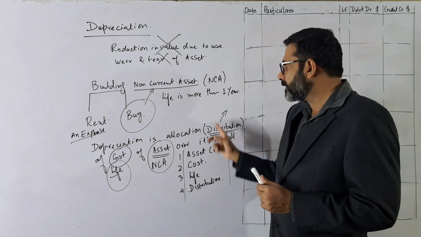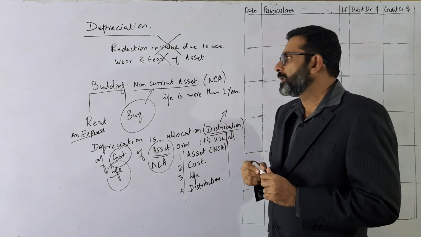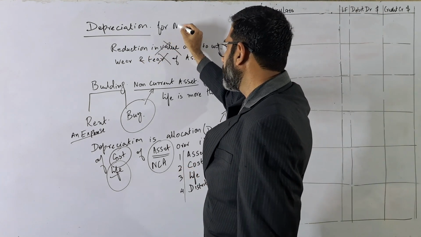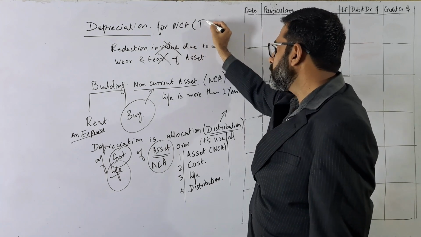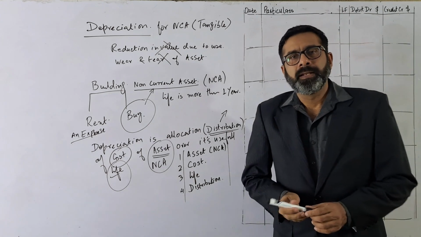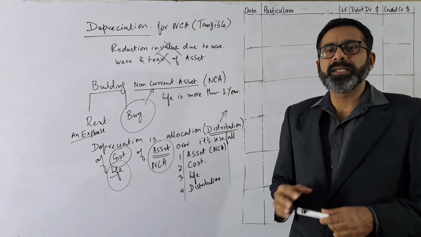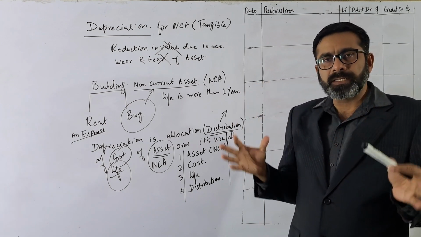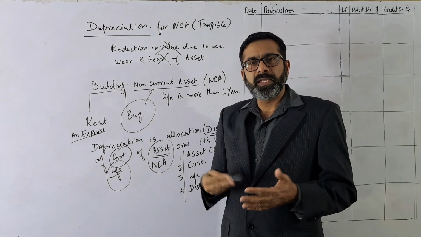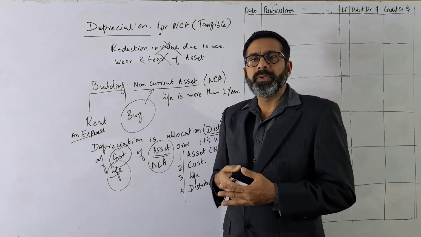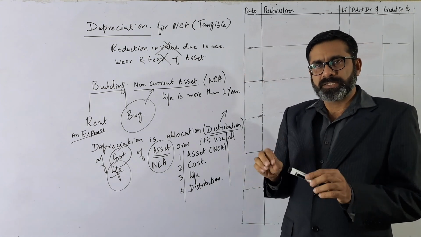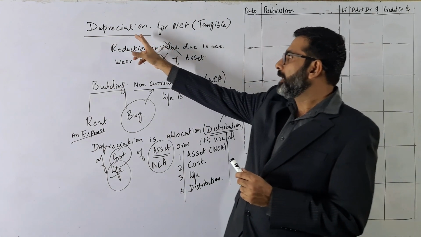So non-current asset, and one more very important thing: depreciation is always for non-current assets, and those assets which are tangible. What is the meaning of tangible assets? Any asset which has a physical existence. As we said, it may be a building, a vehicle, some furniture, some machine, equipment, or any tool, or any other thing which has a physical existence. So we will apply the depreciation.